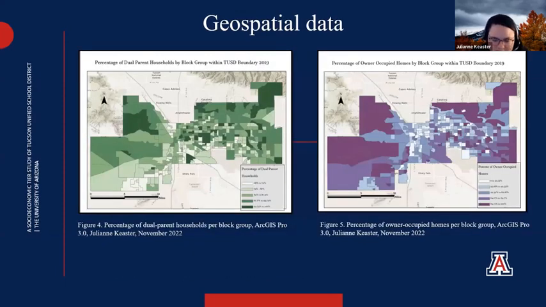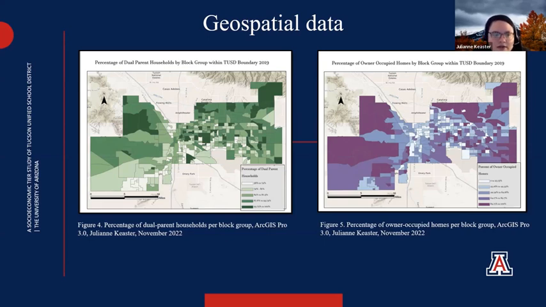The following slides contain the visualizations of each attribute of the census block groups within the TUSD boundary. So if you look at figure 4 on the left, it's the percentage of dual parent households per block group. For these visualizations, I decided to make lighter colors represent lower percentages and in one case scores in a future map that you'll see. And darker colors represent higher percentages.